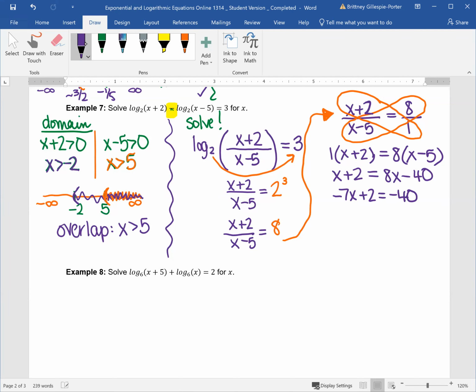Subtract 2 from both sides. We get negative 7x is equal to negative 42, because the negative 40 minus 2. Divide both sides by a negative 7, and we get x is equal to 6. 6 is bigger than 5, which means that we get to keep him. So we do have an answer of x equal to 6.